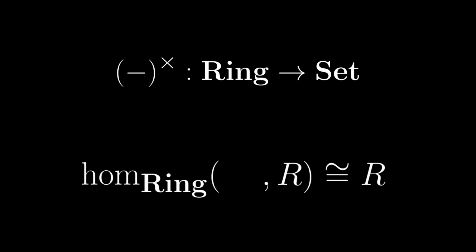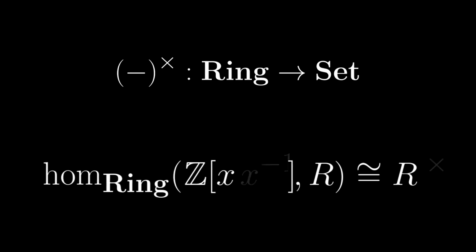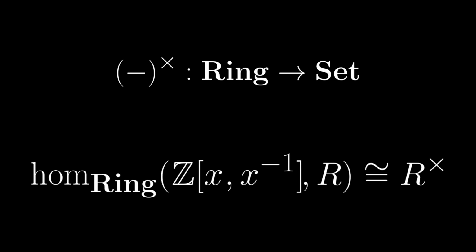If we try a polynomial ring, then Z is fixed by the homomorphism requirements, and the free variable is free to pick out points in R, so we just get all of R back. To ensure we only pick elements which have inverses, we use the ring of Laurent polynomials, which you might recognize from Laurent series in complex analysis.